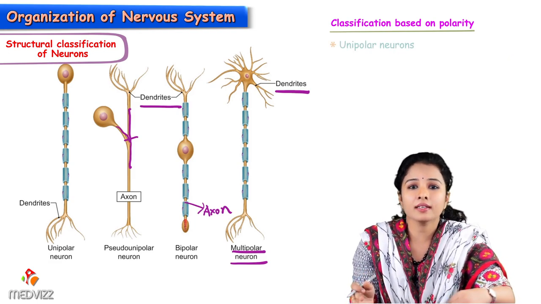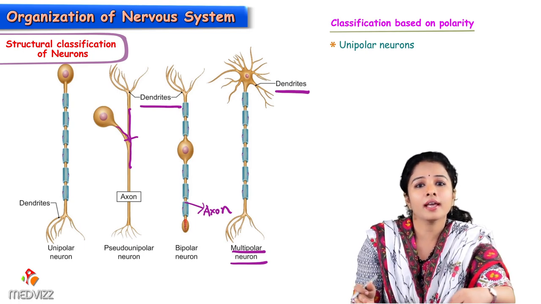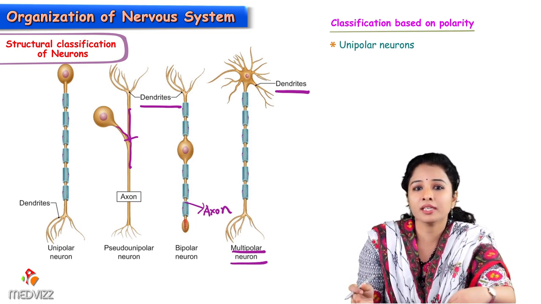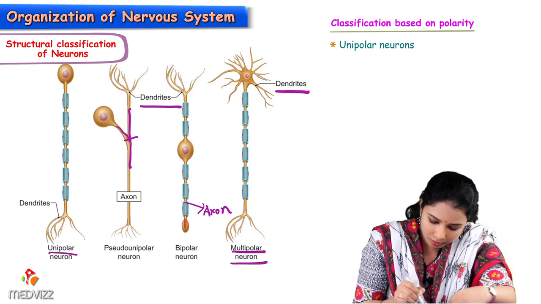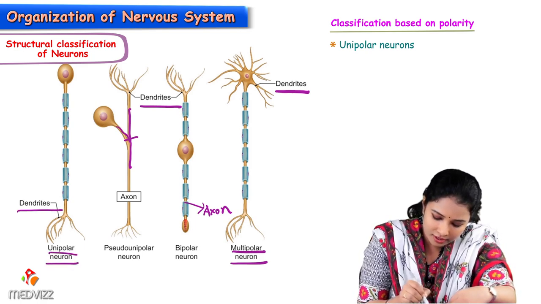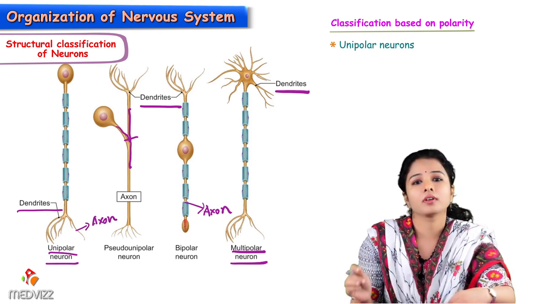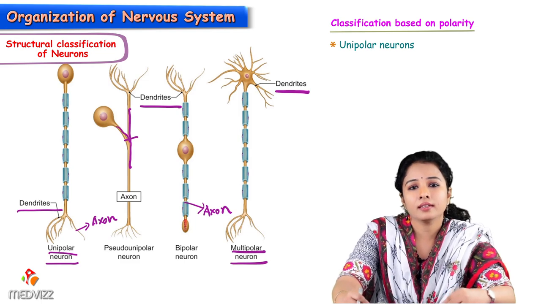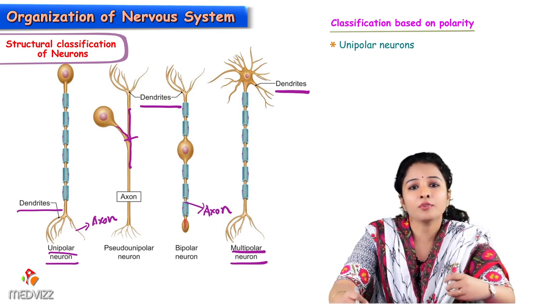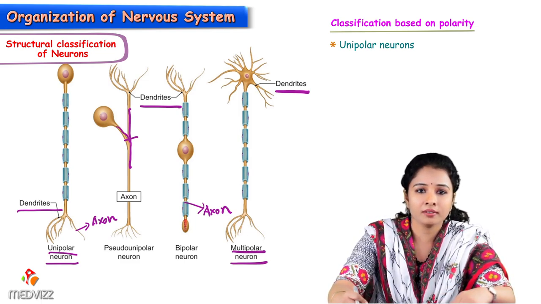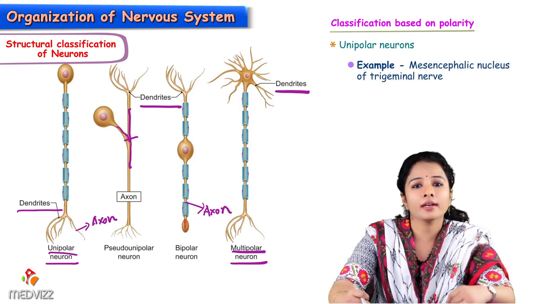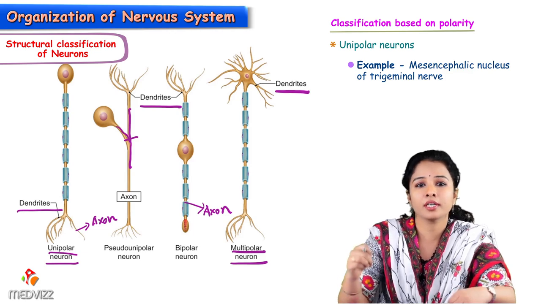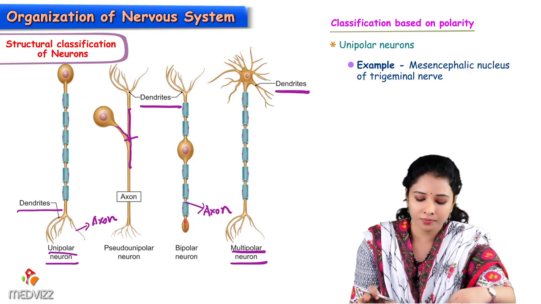The last variety is the unipolar neurons, which have a single process that terminally divides into dendrites and axons. So here is the unipolar neuron which terminally divides into dendrite and axons. These are unipolar from the beginning of development, so that is the difference between unipolar and pseudo-unipolar. An example is the mesencephalic nucleus of the trigeminal nerve.